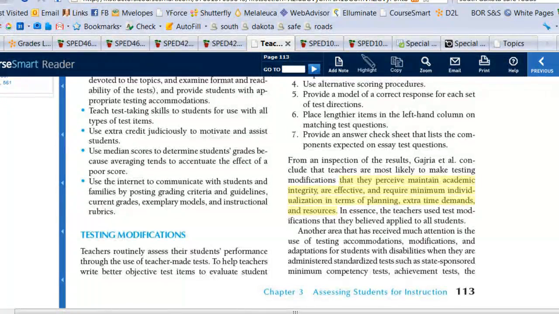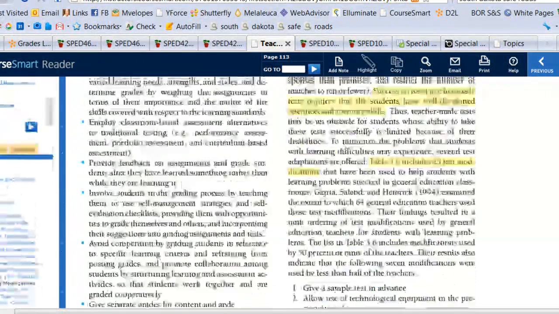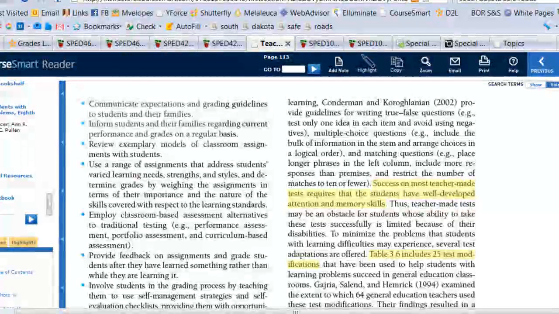And this is about testing modifications. And I brought one of those out for you. Success on most teacher-made tests requires that the students have well-developed attention and memory skills. Okay, so you can't always change that. Listen to this again. Success on most teacher-made tests requires that the students have well-developed attention and memory skills.